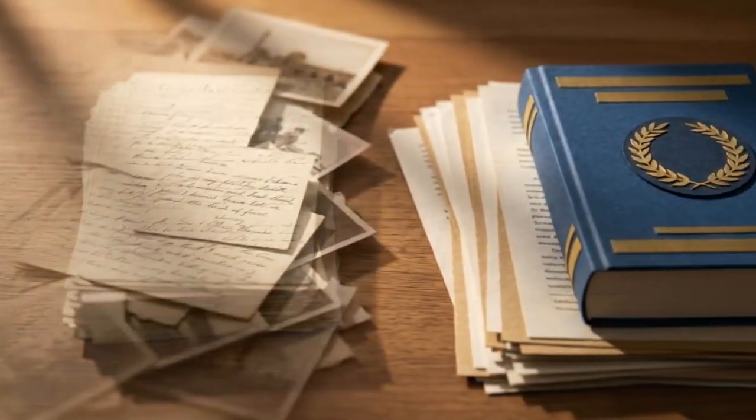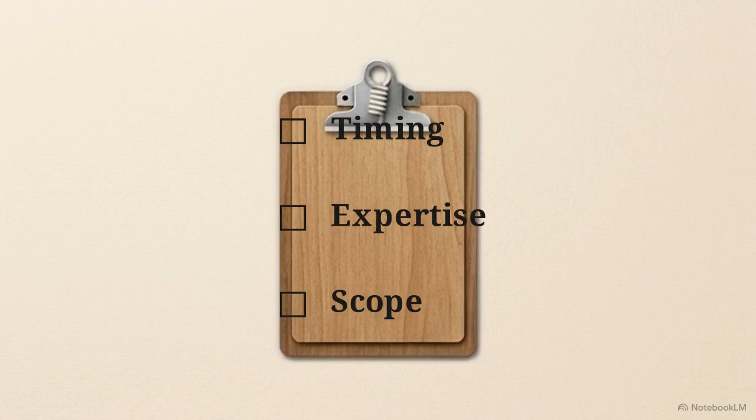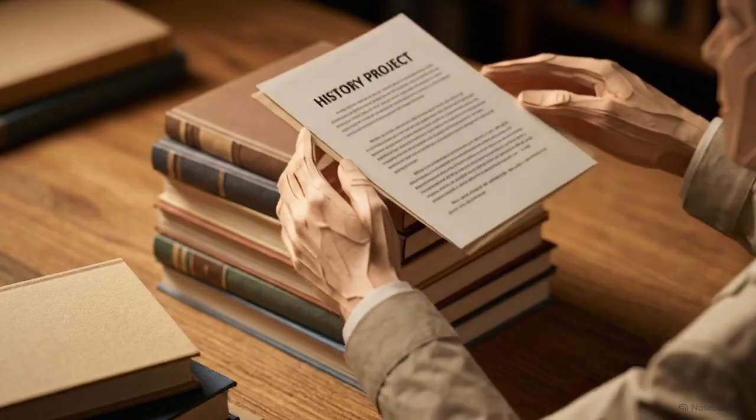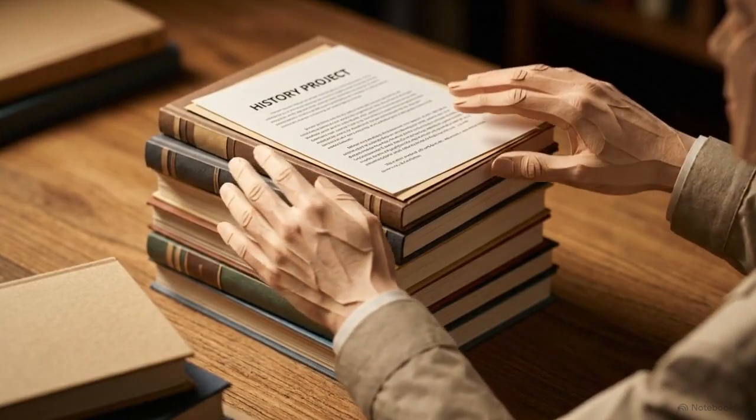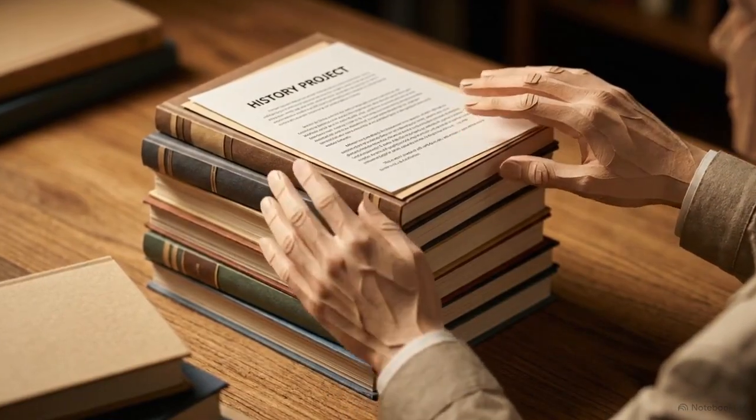For your next project, use this checklist to see if you have a secondary source. First, was it created after the time period? Second, is it an expert analysis? And finally, does it explain the broader context? If you can check those boxes, you've found a secondary source. Use that expert perspective to build a strong foundation for your next history project.